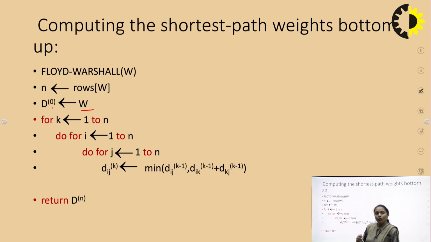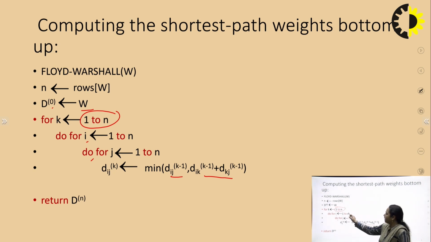We will find each and every path from i to j. Inside the k loop, we have the i loop and then the j loop. And what we have to find is the minimum cost between the direct path or using k. The formula is the same which we discussed in the previous slide. After that, we will return Dn. So how many times is this process repeated? That is n times.